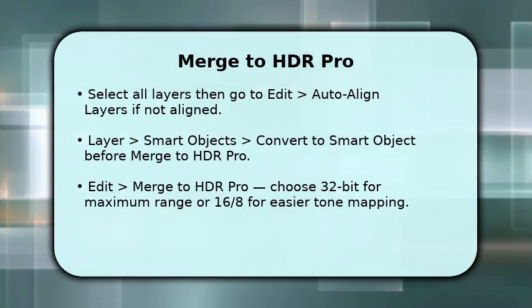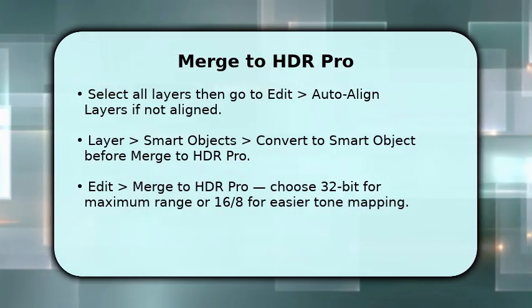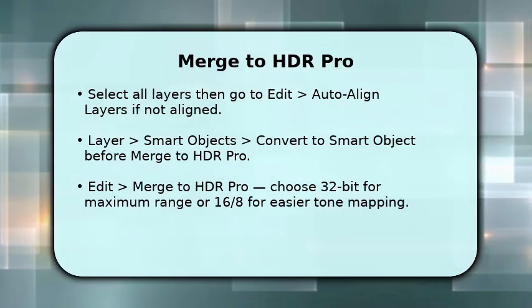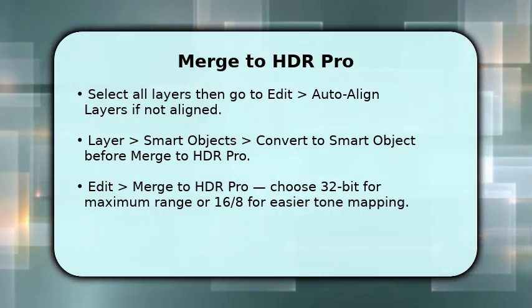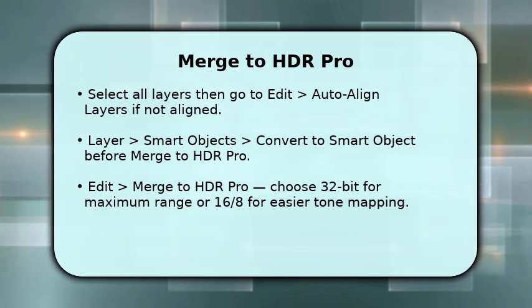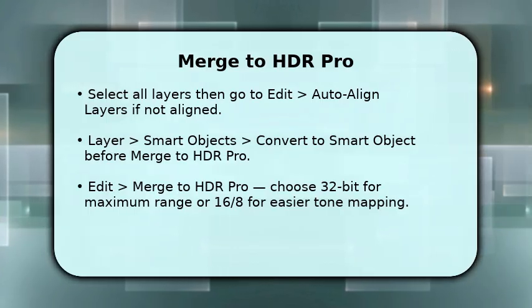Choose 32-bit for full dynamic range if you plan heavy local adjustments, or pick 16-bit/8-bit if you need immediate tone controls. While merging, inspect the preview for ghosting and exposure blending. Make sure to enable Remove Ghosts when moving subjects are present. This avoids ghost artifacts and keeps highlights intact.